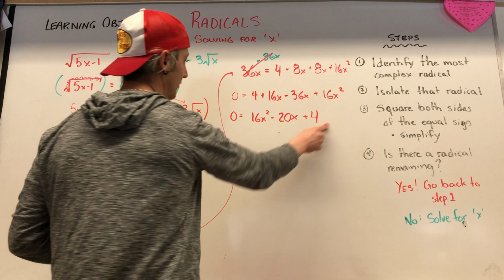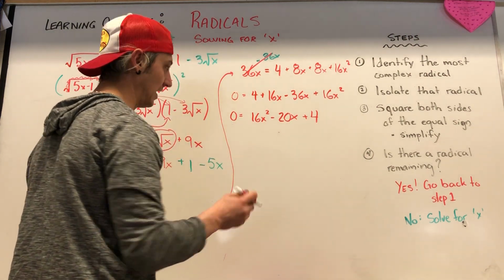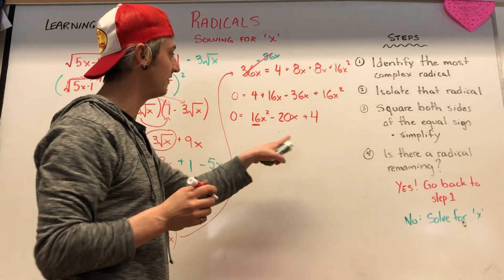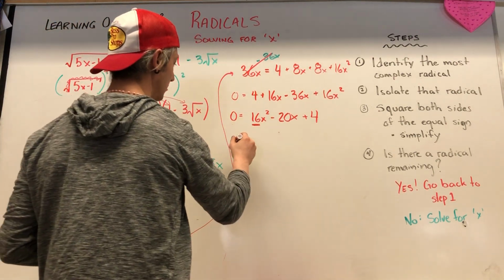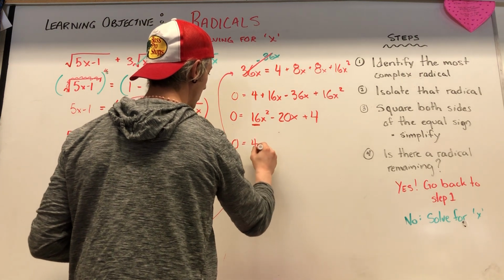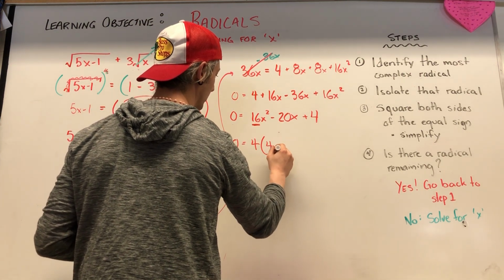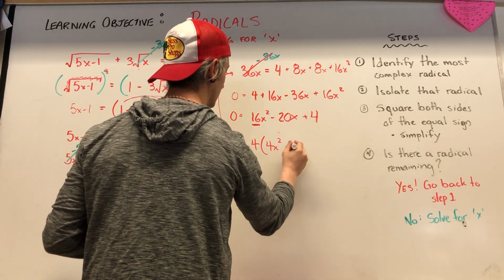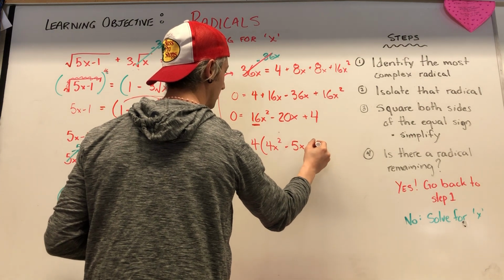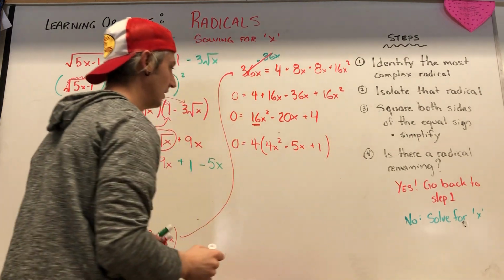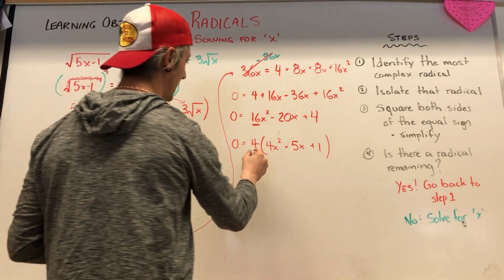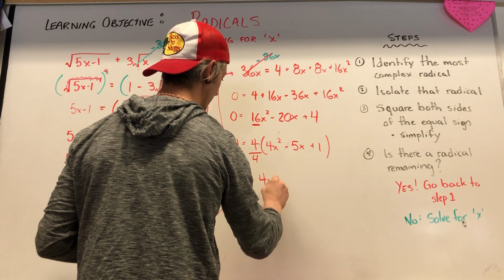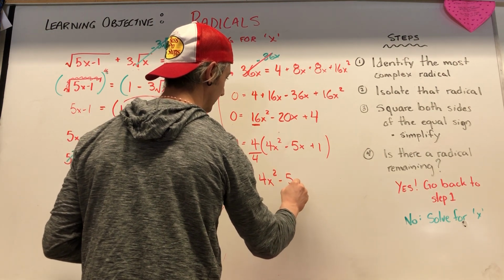So I have a quadratic here that I can solve using, I have a number in front of my x squared term, so I'm going to have to use decomposition. But first, let's see if I can factor anything out. I think I can. I can probably factor out a 4. 4 times 4x squared minus 5x plus 1. And I can divide both sides by 4, and I'm left with 0 is equal to 4x squared minus 5x plus 1.